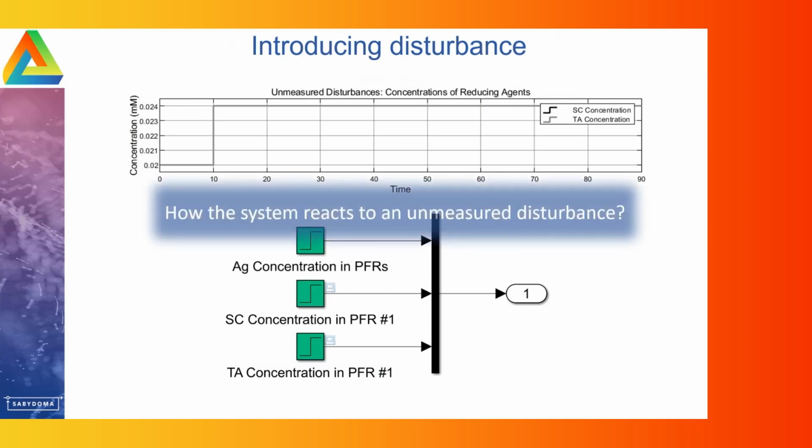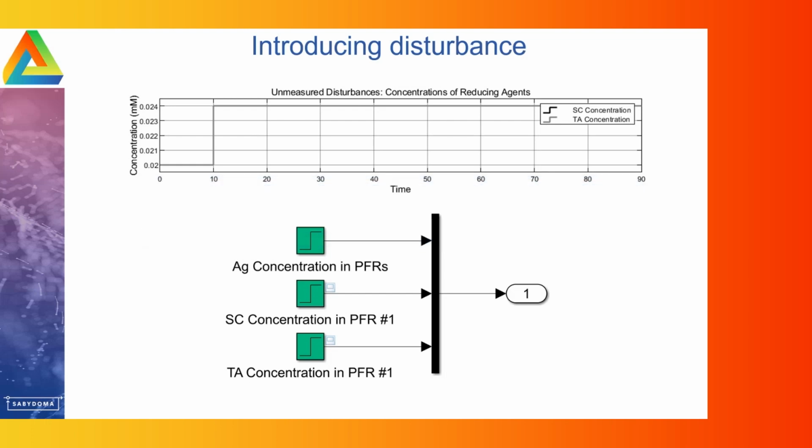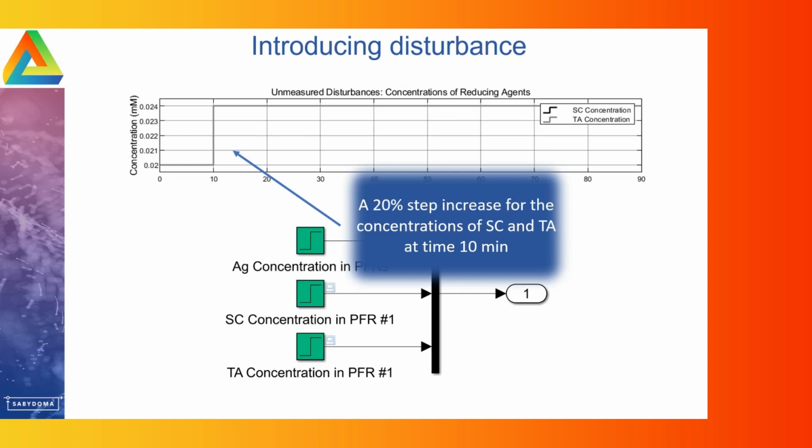First, we're interested in how this control system reacts to disturbances if it regulates the system. So we introduce a disturbance here. And it's actually a disturbance that says that we have a 20% increase in the concentration of sodium citrate and tannic acid at a given time.